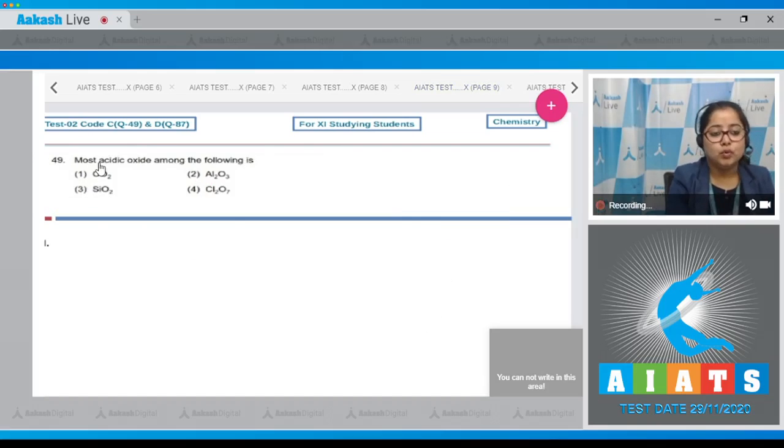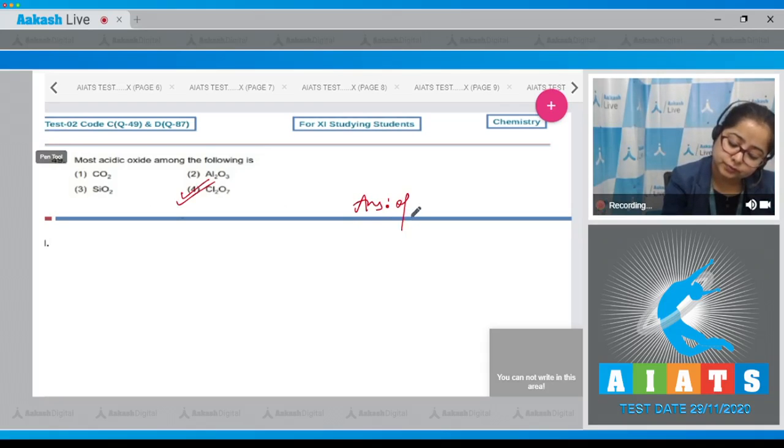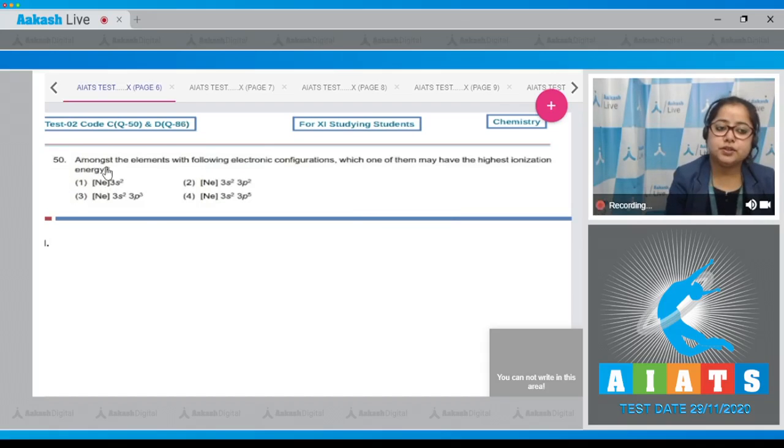Let's read it. Most acidic oxide among the following is. Students, for this question, first of all, we need to know that generally metallic oxides are basic in nature and non-metallic oxides are acidic in nature. As the non-metallic character increases, the acidity of their oxides also increases. So among the given oxides, the oxide given in option number 4, that is Cl2O7, is most acidic. So the correct answer is option number 4. Moving to next question. Let's read the question, students.